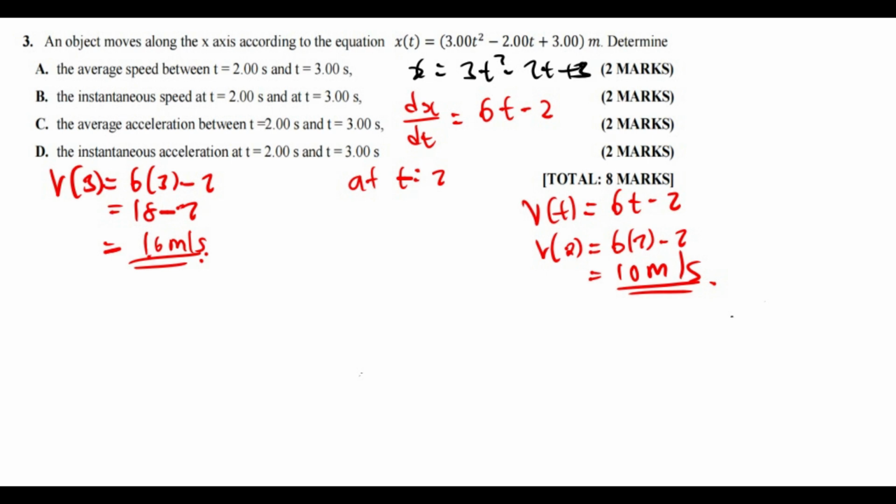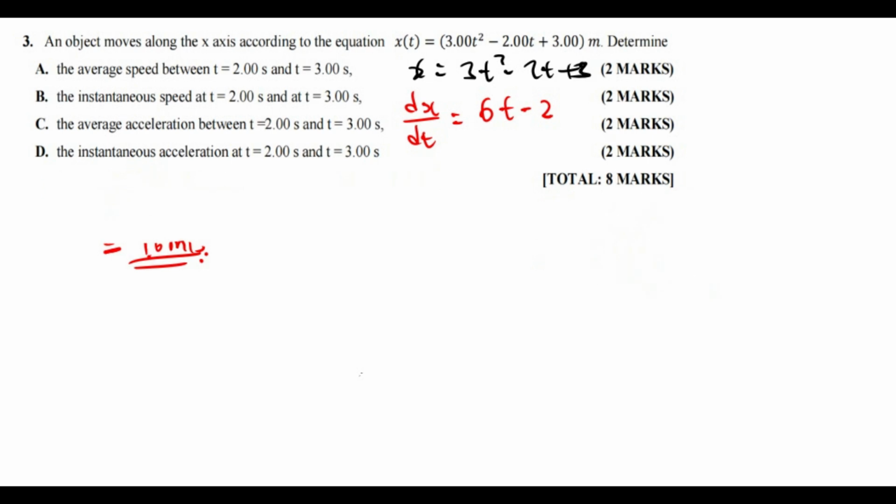Now, when we want to find the average acceleration, it's the same thing. We need first to find two things. But you know that when I want to find the formula for acceleration, it's going to be dv over dt, equal to, I differentiate this one, 6. Okay, it's going to be 6.